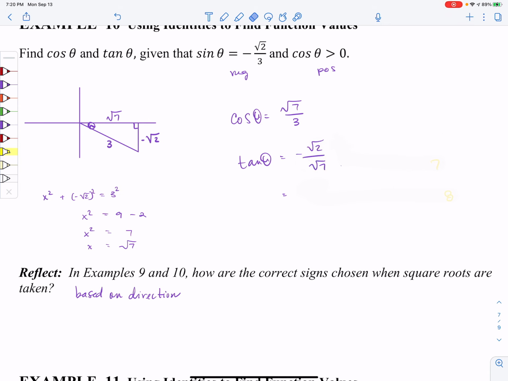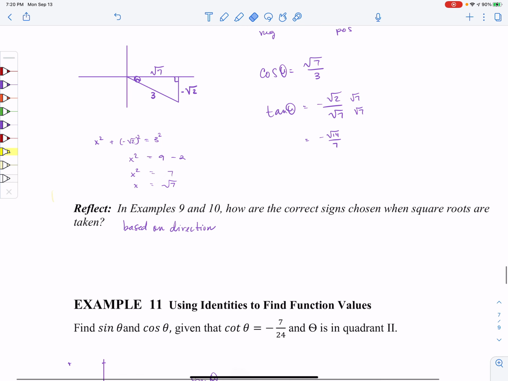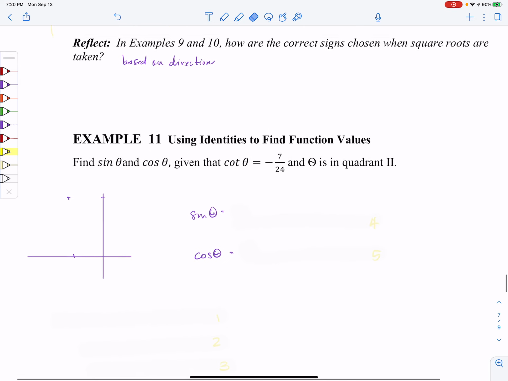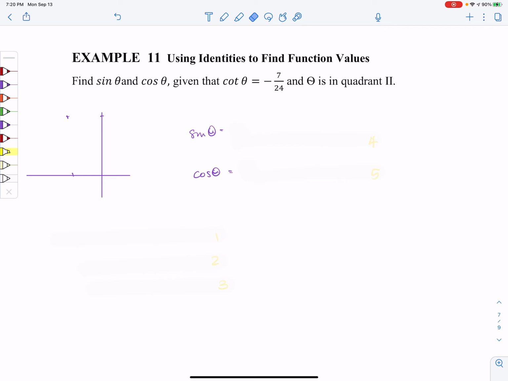In examples 9 and 10, how are the correct signs chosen when square roots are taken? It's all based on direction. If you're going right or up, you're choosing positive. If you're going left or down, you're choosing negatives. All right, example number 11.